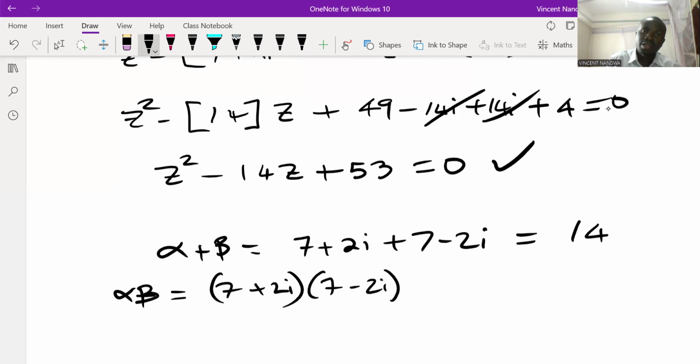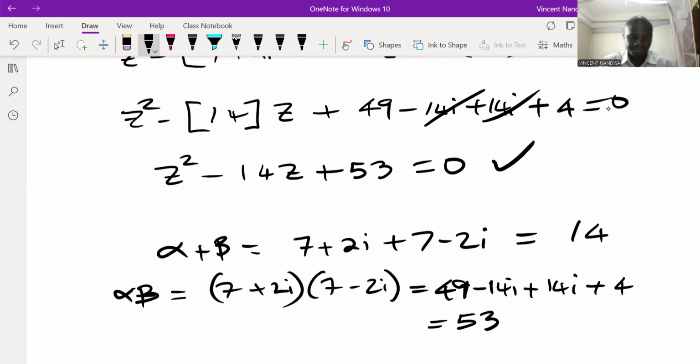7 by 7 is 49. 7 by minus 2i is minus 14i. 2i times 7 is plus 14i. Plus times minus is minus, but i squared is minus 1, so we'll have plus 4. And this will give us 53.